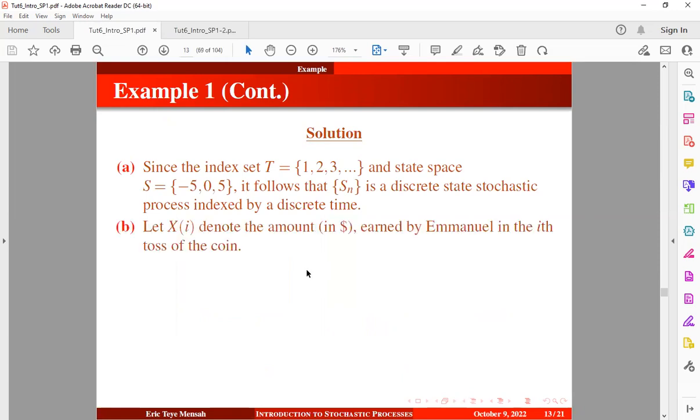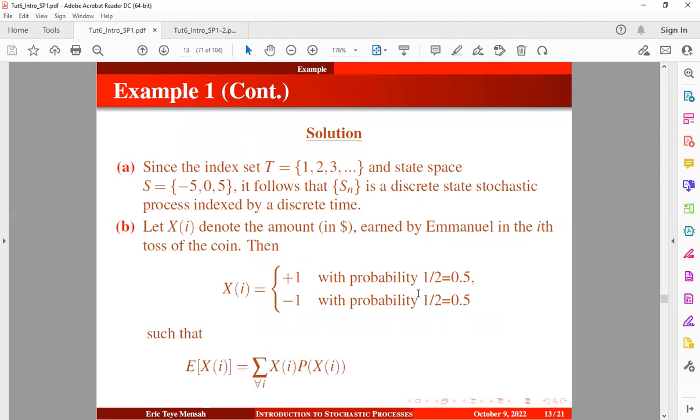All right, so let's take a look at the second part. In here, we want to basically show that the mean of the process is zero, and also to find the variance of the process. But before that, let x index i denote the amount in dollars won by Emmanuel in the ith toss of the coin. So we know that once we toss a coin and it lands head, that's +1. Basically replacing head with +1, and the probability is going to be 0.5. And once we toss a coin and it falls tails, we are replacing tail with -1, and the probability will be 0.5.